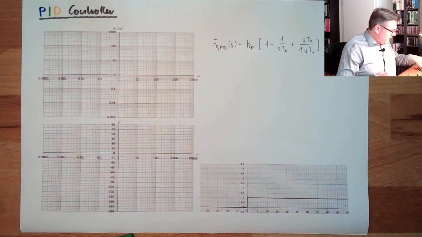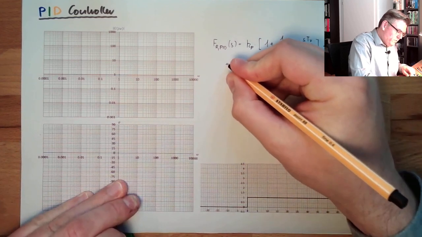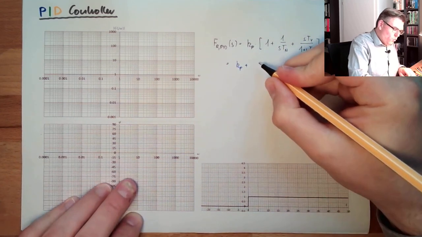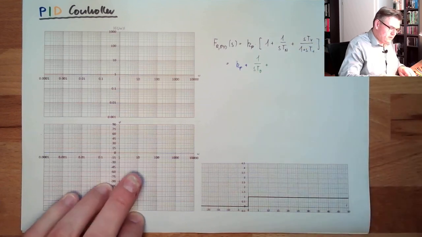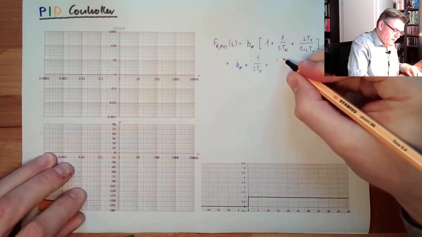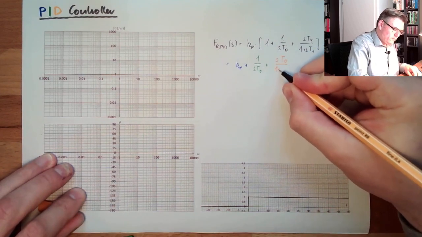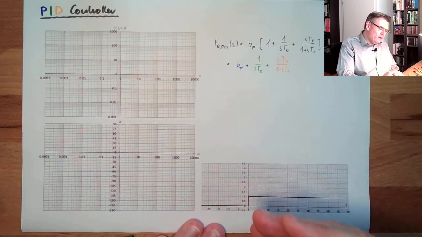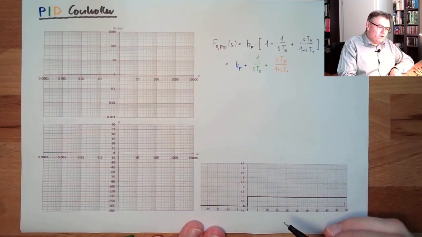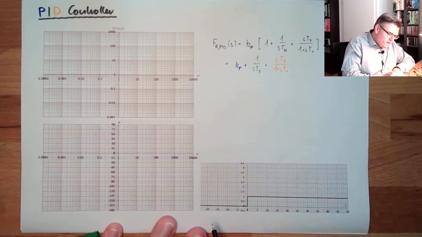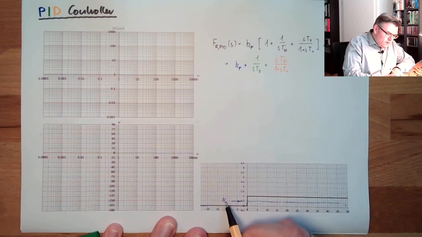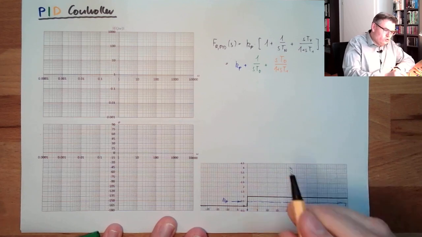Which actually was the same as, and now I'm using again the colors, KP plus 1 divided by STI plus, now derivation part, STD, derivation time, and 1 plus ST1. Let's think how those things looked like here. So let's think about the proportional part. Let's say, okay, we have 0.5, so the proportional part would be like this. It is a step up to KP. Okay, so this is the blue part.